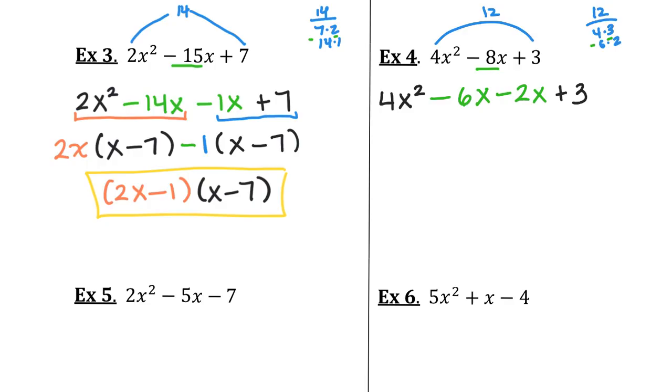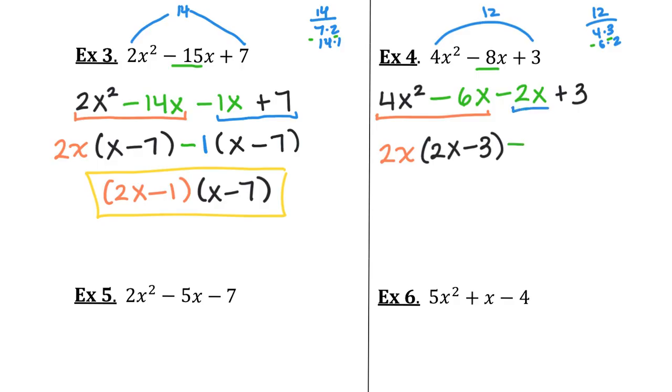Let me go ahead and check the first two terms to group it. I can take out 2x. That'll leave me with 2x minus 3. Okay, I'm going to bring down this minus sign because this will help me keep track of the signs.